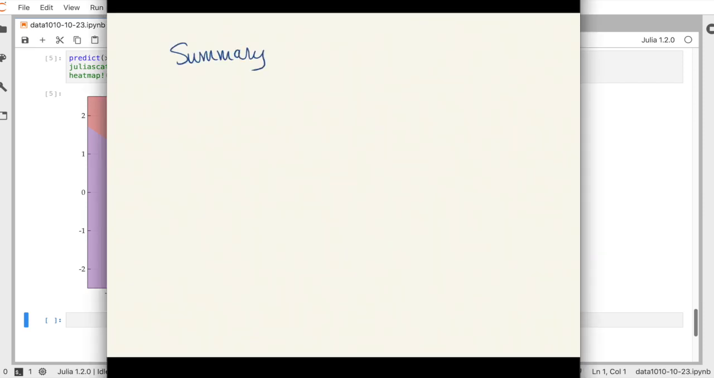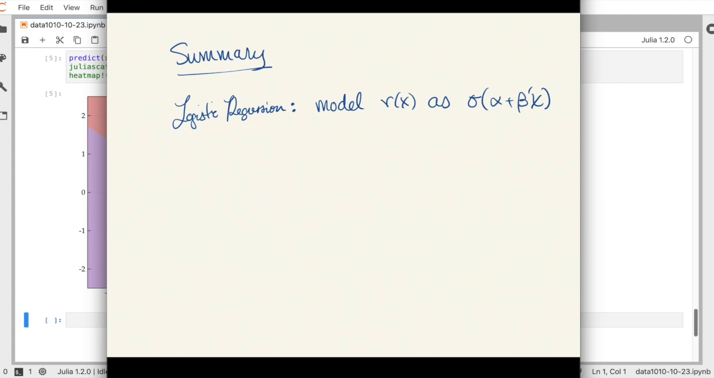So in summary, the idea of logistic regression is to model the regression function, which computes the conditional expectation of y given x, as a sigmoid of alpha plus beta x, where the sigmoid function is this one, which maps the real number line into the interval from 0 to 1. Equivalently, we're modeling the log odds as a linear function of the features.